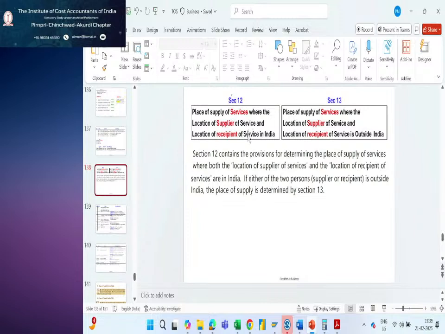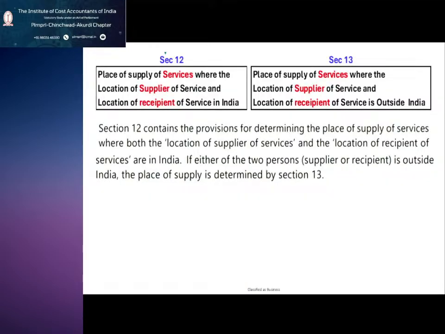Section 12 covers the case where the location of the supplier of service and the recipient of service are in India, whereas for 13, if you see the last line, if either of the two persons, supplier or recipient, is outside India, then section 13 is applicable. 12 and 13 both are for services only. Here in 12 both the supplier and the recipient are in India. In 13 both of them are outside India.